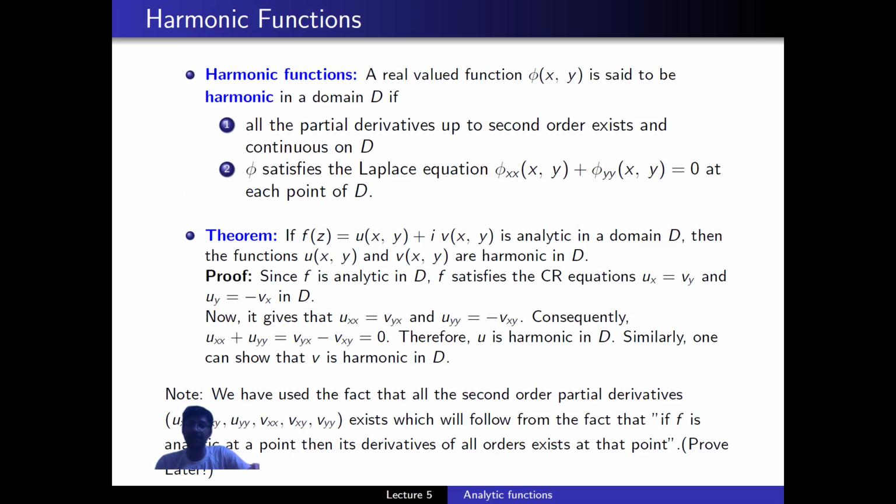A theorem: if f(z) equal to u plus iv is analytic in a domain D, then the functions u and v are harmonic in D. It can be easily proved using the CR equation because ux equal to vy and uy equal to minus vx. One can easily show that uxx equal to vyx and similarly uyy equal to minus vxy. Since the second order partial derivatives of v are continuous, vyx and vxy are the same. So therefore uxx plus uyy equal to 0. In a similar way, we can show that vxx plus vyy is equal to 0.